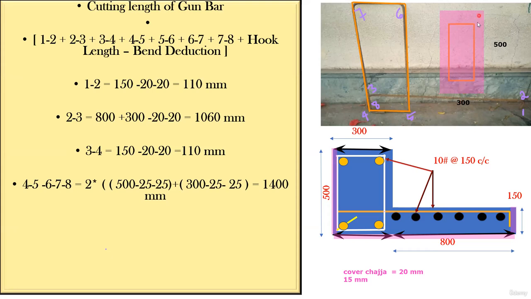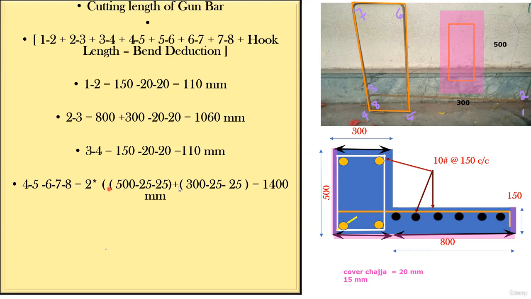300 is the width. From here you take out the cover of 25 since it's a beam. This side also it is beam. So 300 minus 25 minus 25. And the depth is 500 minus 25 from the top minus 25 from the bottom. Whatever you get, that will be your cutting length for this particular stirrup. Got it? Same thing I've done here.